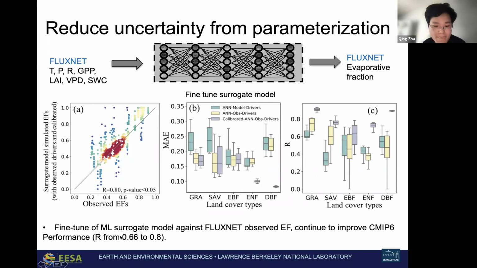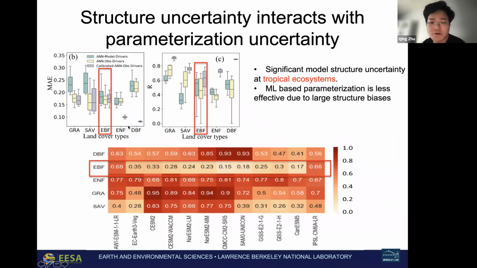And so here, if we do that, we can see again a scatter plot comparing observed and model EF. We can see the R improve from 0.66 to 0.8. And on the right, we can see that across different plant functional types, the results are totally different. And we want to know the reason why. Here, one of the important features is that over tropical evergreen broadleaf forest, the fine tuning doesn't work that well compared with other plant functional types. So why did that happen?